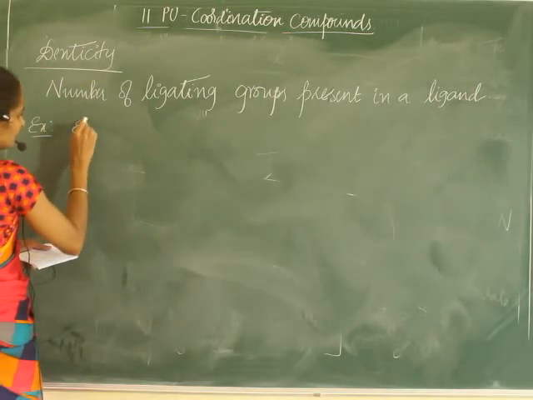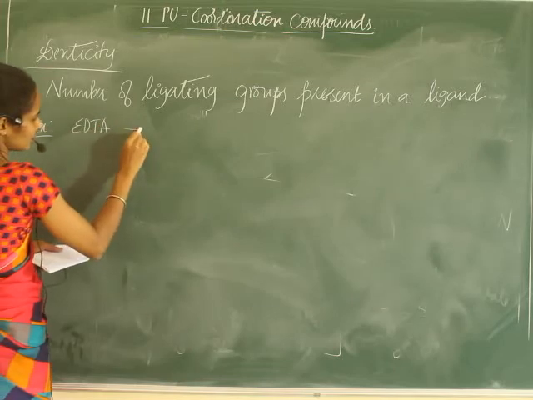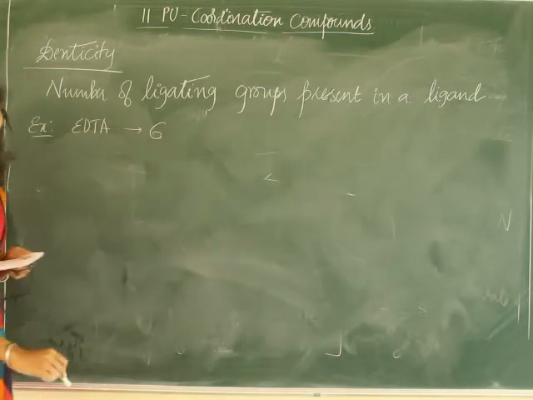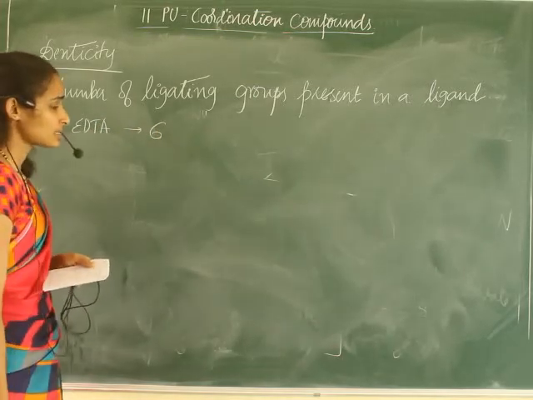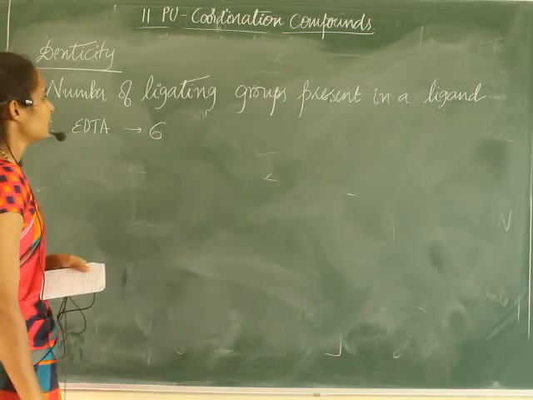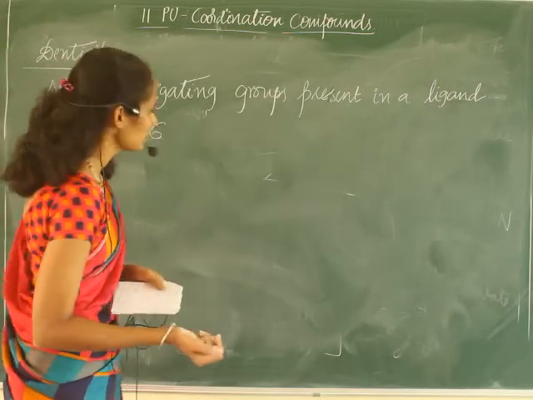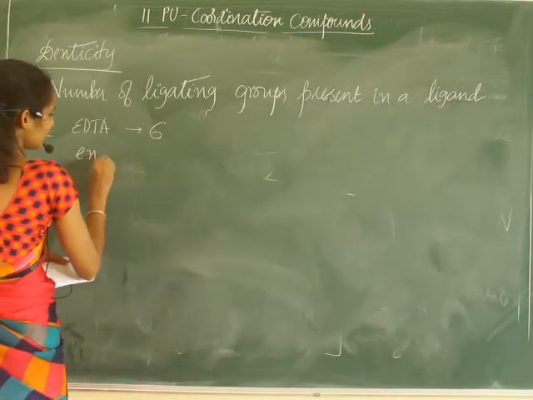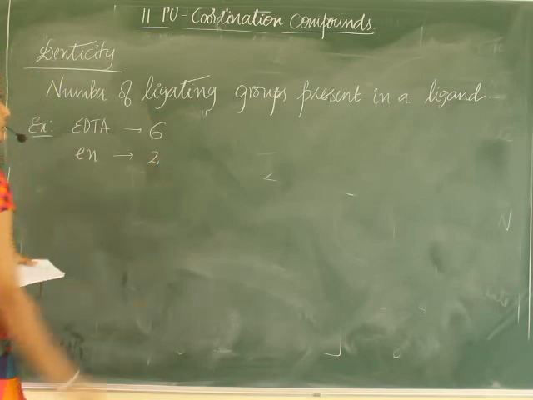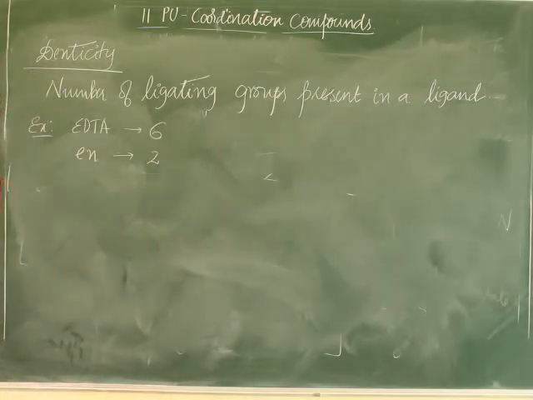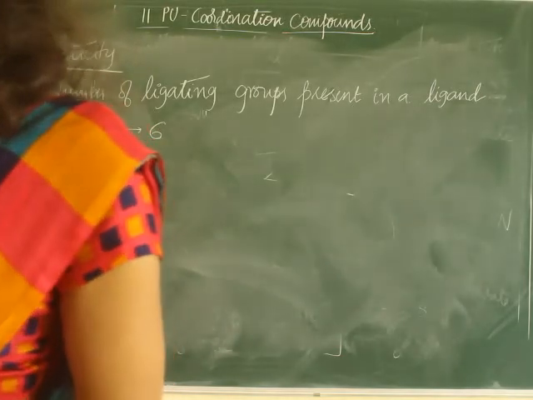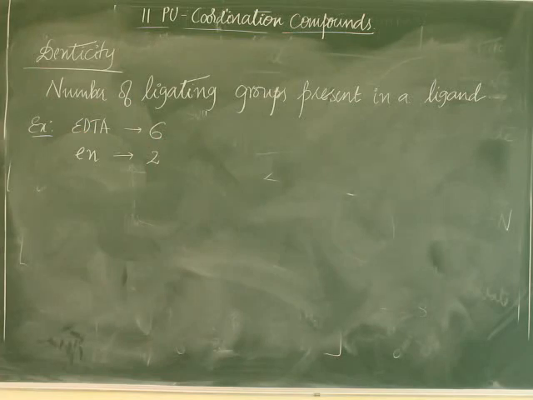For example, EDTA, denticity is 6. Why is the denticity of EDTA 6? Six ligating groups are there, right? Two nitrogen, four oxygen, total 6. This is about denticity. Let us move to the next topic, that is nomenclature of coordination compounds.